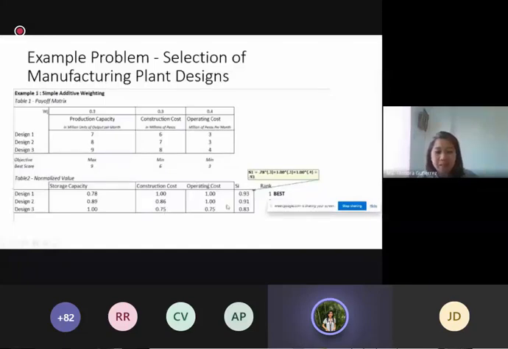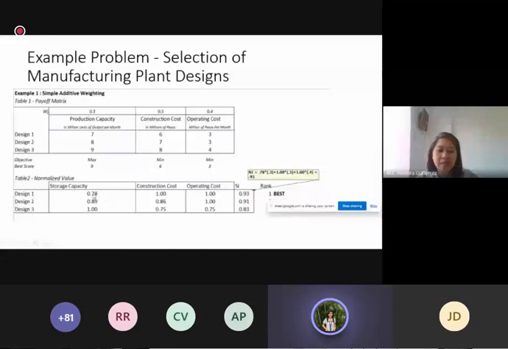So this goes the same. 3 divided by 3, 1, 3 divided by 3, 1. 3 divided by 4 is 0.75. Now you will see that the normalized value of 1 is the best score. So the higher the normalized value, the better the score. Okay? So the third step for the simple additive is to get the weighted sum.